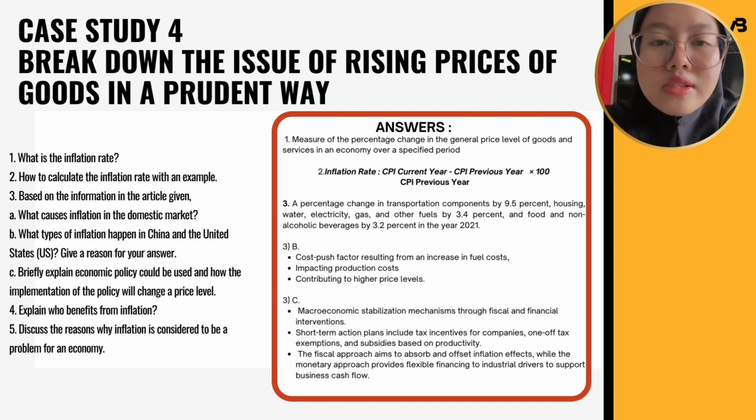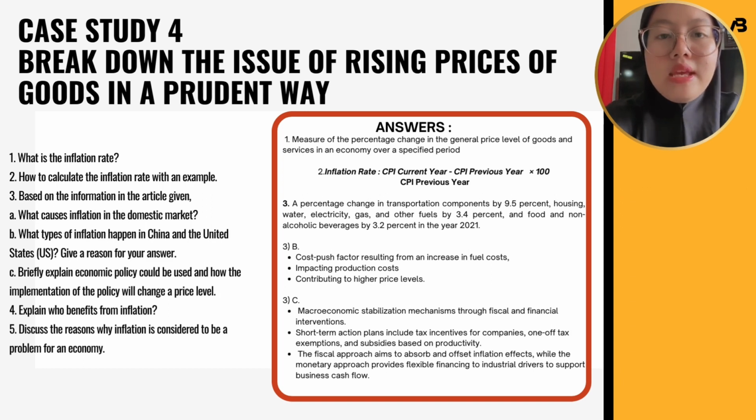Next, for answer 3B: what types of inflation happen in China and the United States? Give a reason for your answer. Both China and the United States are experiencing inflation, particularly due to the worsening energy crisis post-pandemic. This is attributed to a cost-push factor, resulting in an increase in fuel costs, impacting production costs and also contributing to a higher price level.